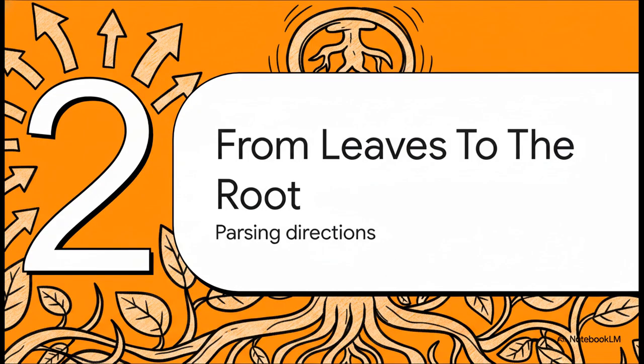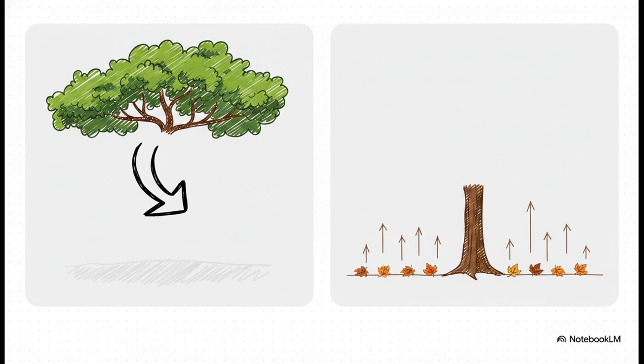Moving on to Section 2, From Leaves to the Root. So when we talk about parsing, you generally have top-down methods and bottom-up methods. Now, top-down parsing tries to build from the main root downward, kind of guessing the structure as it goes. But bottom-up parsing, it is much more grounded. It starts exactly where you are, right at the leaves, the actual tangible tokens of your code, and peacefully works its way up. It doesn't make these massive assumptions. It just looks at exactly what is right in front of it.